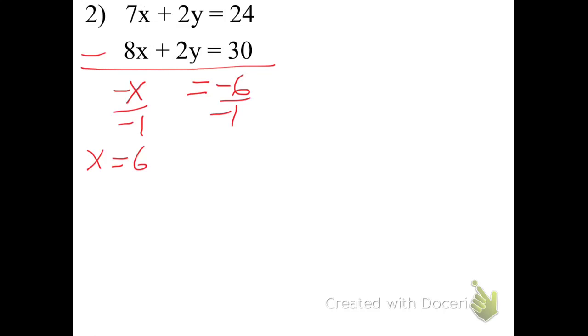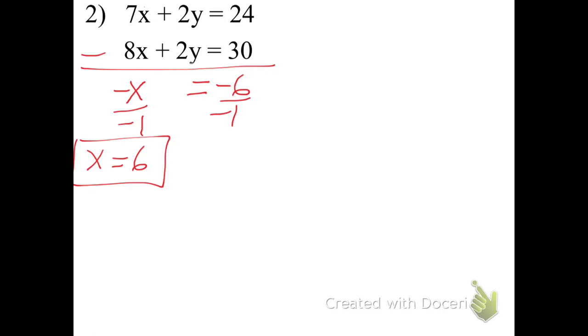So do that. Take that first one, subtract the second one. So 7x minus 8x gives me negative x. 2y minus 2y gives you 0y, so I'm not even going to write the y stuff because it's 0. 24 minus 30 is negative 6. So I got negative x equals negative 6. To get rid of the negatives, I'm going to divide by negative 1. I got x equals 6.